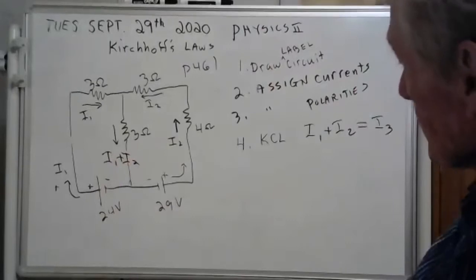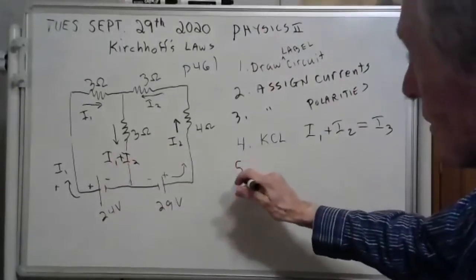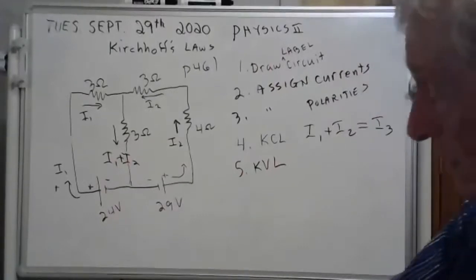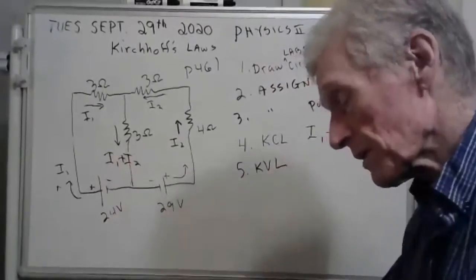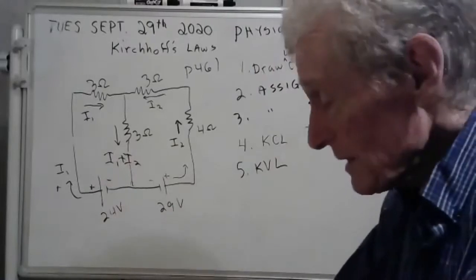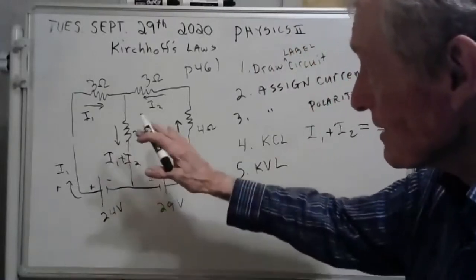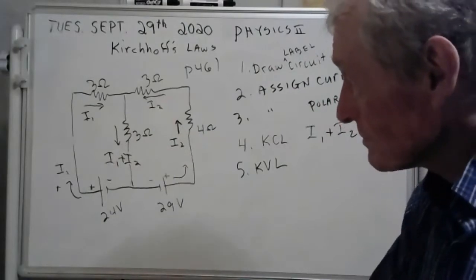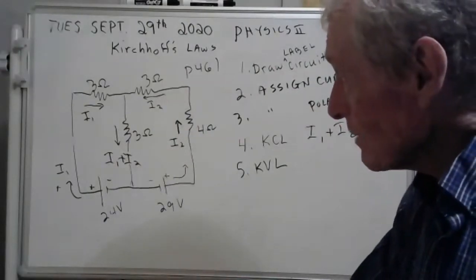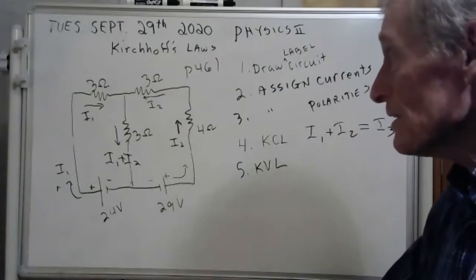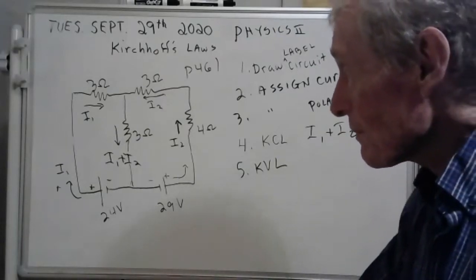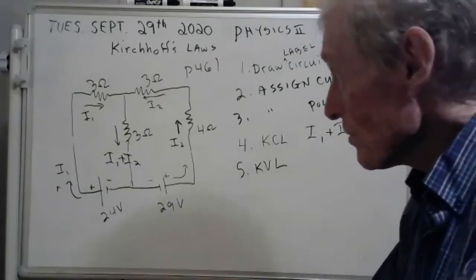So we did our KCL, and now how about our KVL? By the way, if you try to use simplification, you can try all night long, but this circuit can't be done with simplification. Just can't. But you can do it with the KVL.